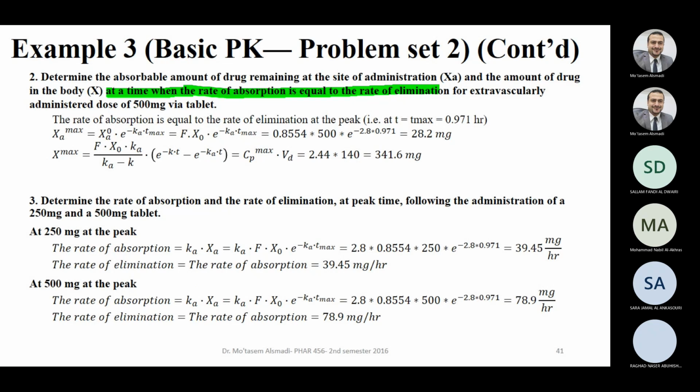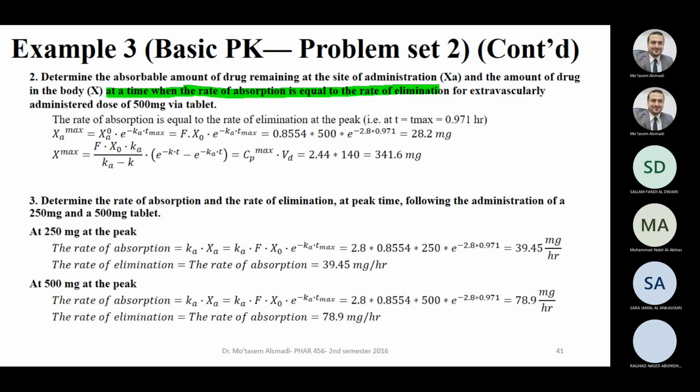At the peak time, the absorption rate and elimination rate are equal. So I can calculate one of them and say that the other one is equal to it. I can calculate the elimination rate and then say the absorption rate is equal to it, or I can calculate the absorption rate and say the elimination rate is equal to it. Either way will work, right? Of course this depends on the parameters that you have. If you have the elimination parameters, then you calculate the elimination rate, and if you have the absorption parameters, then you calculate the absorption rate.